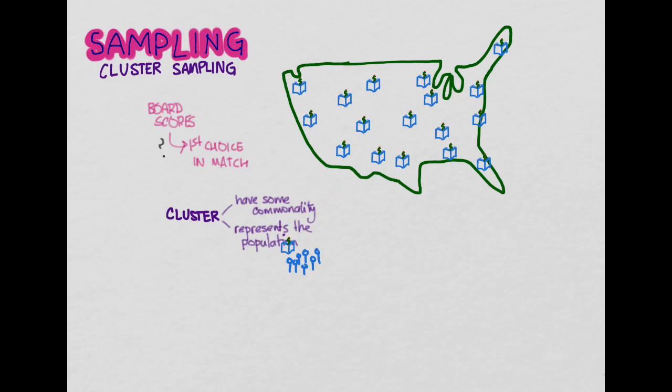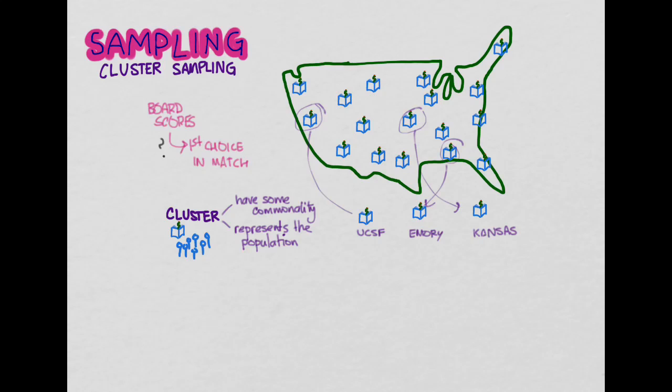So let's move this out of the way. This is our cluster. It's going to be a medical school. And now what we do is we randomly select from our group of clusters. We randomly select some clusters. So we'll pick here, let's pick UCSF. We'll take this one. Let's take Emory. Let's pick this one here. We're randomly picking these. Let's say that's Kansas. And you get the idea. You pick a number of clusters that you want to get. Let's say here we leave it at 3. And then you randomly select the clusters.